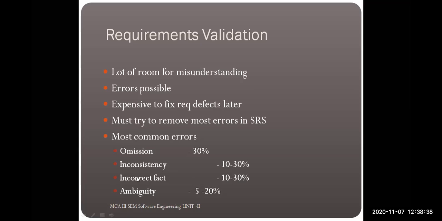And incorrect fact, that is, whatever requirements are there, they are not properly represented. You are representing the requirements in a different way from what they actually are. So it may lead to 10 to 30% also. Ambiguity, where there is some kind of confusion. If confusions are there in the SRS document, that may lead to 5 to 20% of errors in the requirements which have been gathered.